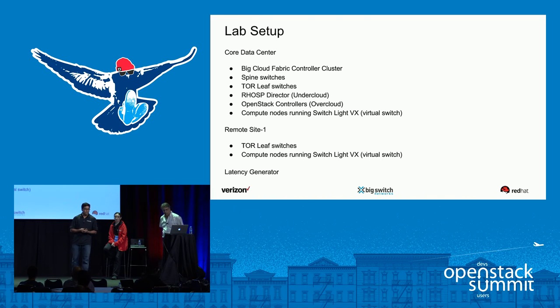Then we had a rack of bare metal servers. We used a Red Hat director to provision as our undercloud, to provision the rest of our OpenStack cluster, which includes the OpenStack controllers as well as the compute nodes. On the compute nodes, we had Switch Light VX running, which is a virtual switch from Big Switch, which is also programmed by our controller.